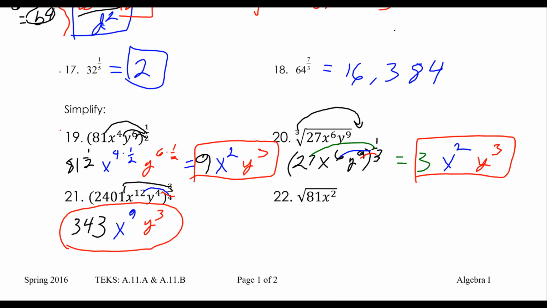Alright, and again, on number 22, as you can see, this is one of those where having the ability to switch between exponent and root is going to come in handy. So what we're going to have is 81x squared raised to the 1/2 power. And what we're going to do is send that 1/2 to both parts in here. So we're going to send that 1/2 to the 81, and we're going to send it to the x squared. And what that's going to give us is 9x. And there's our answer.